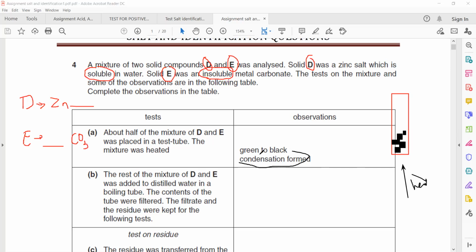is condensation formed. Some water droplets are formed at the mouth of the test tube. What you can conclude is condensation. Whenever you heat a salt and condensation or water droplets are formed, this shows that the salt may contain some water, or it is a hydrated salt, because hydrated salts on heating release their water molecules. Is the first test clear? So we heat a half of the mixture of D and E, and we observe water droplets or condensation, which shows this is a hydrated salt, or this salt contains water of crystallization.